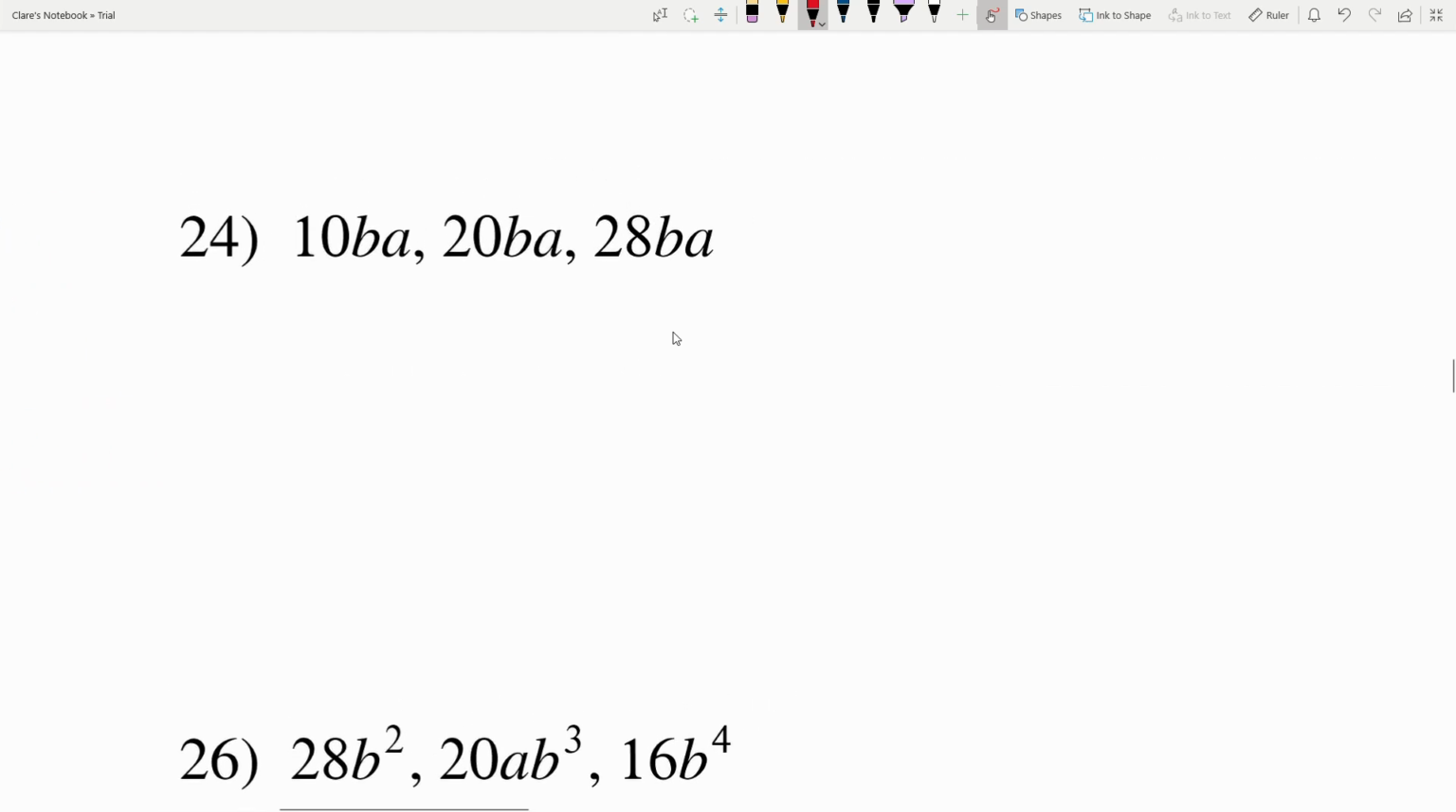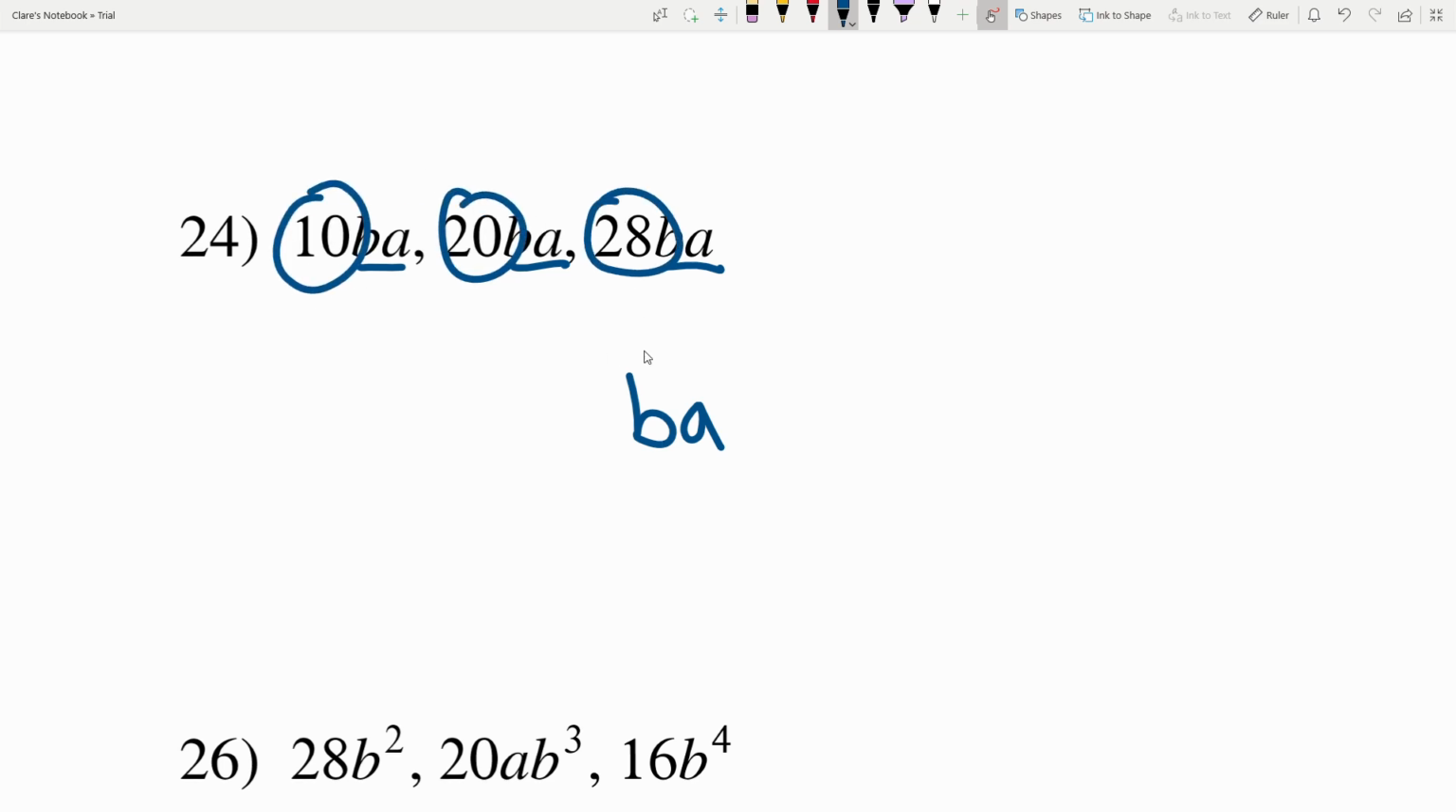So, lucky enough for us, the variables are all the same. BA, BA, and BA. So, the least common multiple of those will be BA. Now we just have to find, what about our coefficients? 10, 20, and 28. Well, 10 is a factor of 20, so everything that 20 divides into, 10 will also divide into. So all the multiples of 20 are also multiples of 10. So we really just have to look at 20 and 28.